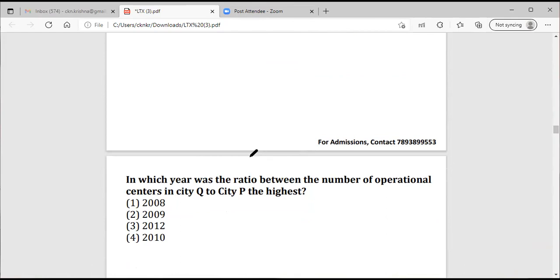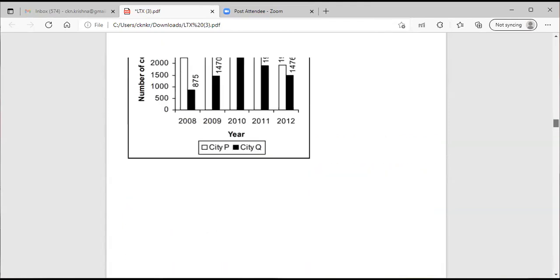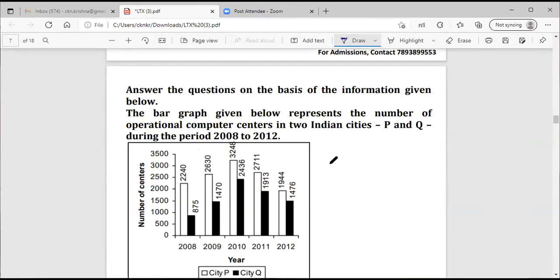So what did they give? They ask you to find the ratio between the number of operational centers of city Q to city P the highest. 8, 9, 12, 10. Out of 5 options, you have to find only 4 options. Okay. City Q to city P the highest.